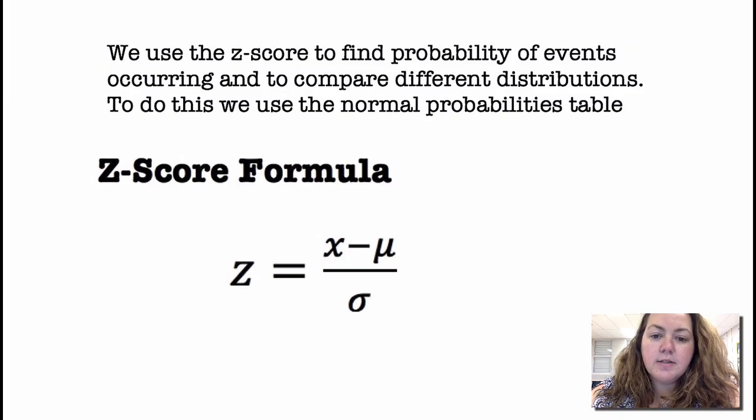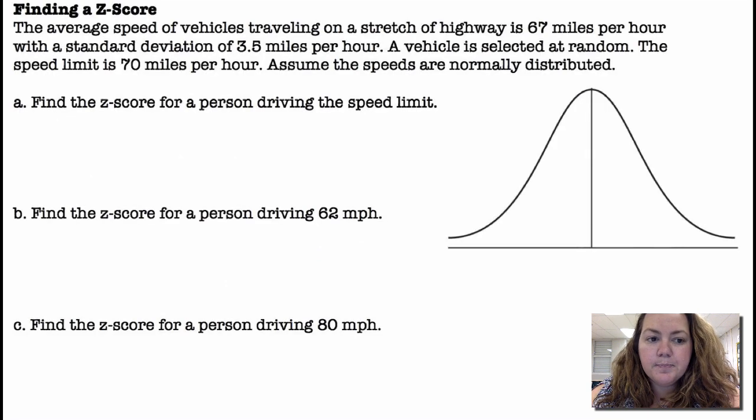All right, so we use the z-score to find the probability of events occurring and to compare different distributions. To do this, we use a normal probability table and the z-score formula, which is z equals x, which is your value that you're finding the z-score for, minus mu, which is your mean, divided by sigma, which is your standard deviation.